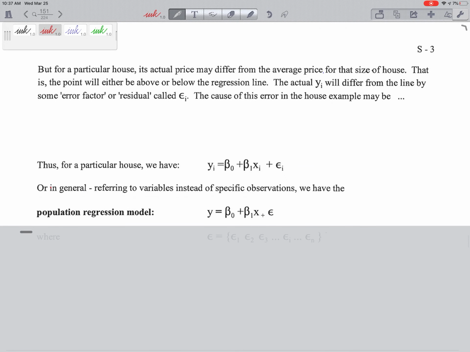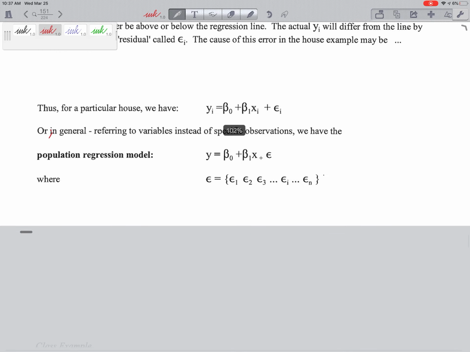Now, for a particular house, though, its actual price may differ from the average price for that size of house. So an average 1,500 square foot house might go for, I don't know, $400,000 in today's market or something. But if you have a house which is, say, $480,000, then we say that there is an error term, an error. And it means that we just didn't measure that particular difference here.